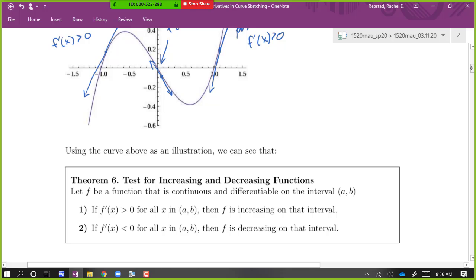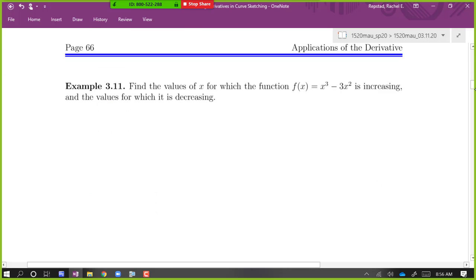Let's do an example. We're going to do one of my favorite things, which I know you think I'm going to say completing the square, but that's not what we're going to say. We're going to use a sign chart. We're going to be able to determine where a function is increasing or decreasing without almost ever needing to plug in any value anywhere.